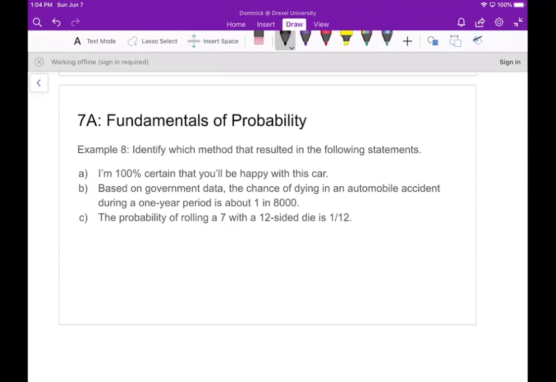So in this next example, we'll identify which method resulted in the following statements. So for example, I'm 100% certain that you'll be happy with this car is certainly a subjective probability. Now, in part B, we have based on government data, the chance of dying in an automobile accident during a 1-year period is about 1 in 8,000. Now, since this is based on government data, this is going to be, of course, relative frequency.